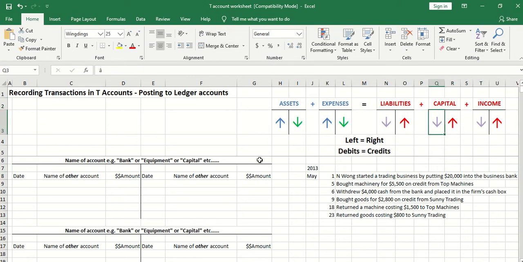So in other words, what you will see is that the things on the right-hand side here are the opposite of things on the left-hand side. If you want to increase assets, you put it on the left-hand side. If you want to increase liabilities, you put it on the, sorry, did I say right-hand side? Sorry, if you want to increase assets, you put it on the left-hand side. If you want to increase liabilities, you put it on the right-hand side.